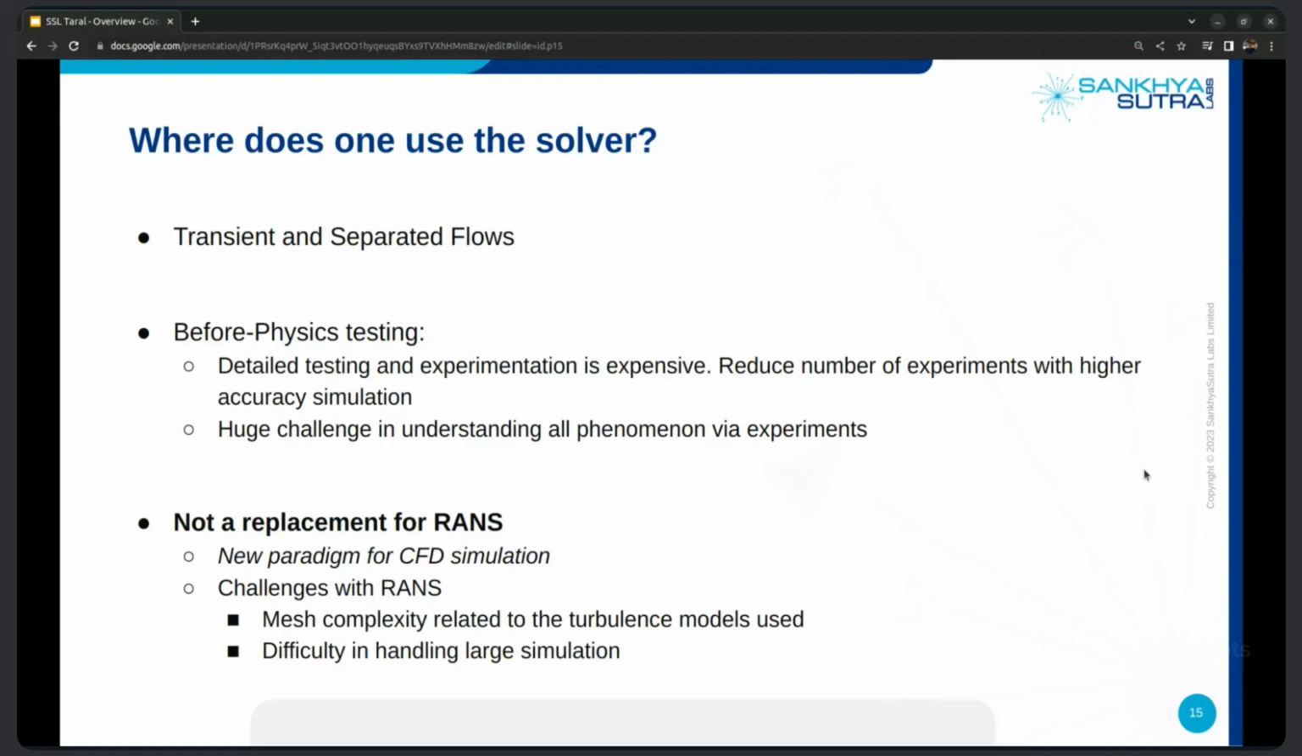We are setting a new paradigm for CFD in the sense that we are giving out a model-free lattice Boltzmann solver, which is robust and has the capability to tackle real-life problems.